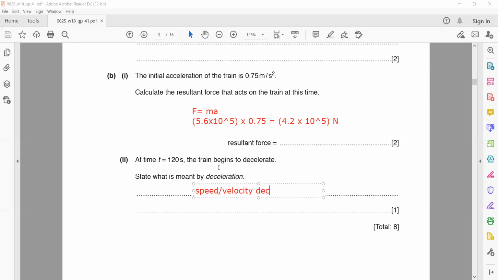If speed or velocity decreases, you can write negative acceleration, or you can mention that speed or velocity decreases. We call that deceleration.